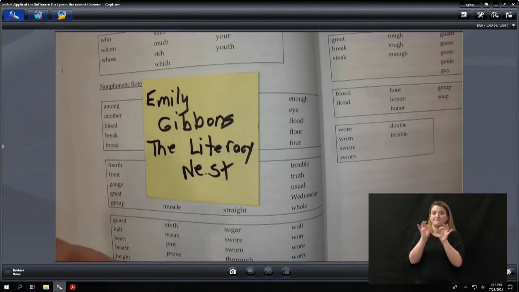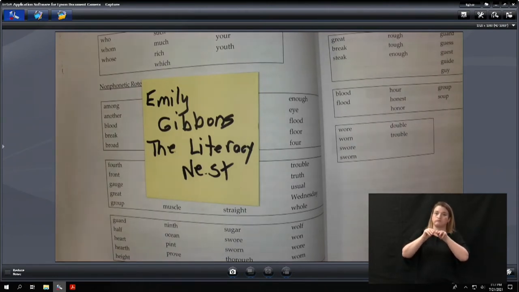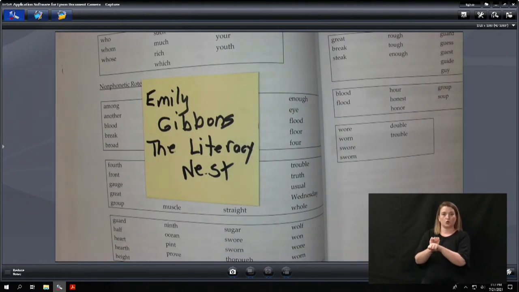There is a woman named Emily Gibbons. I personally love her stuff. And it's the Literacy Nest, that's exactly right. And she sends free stuff all the time. The Literacy Nest by Emily Gibbons. She sends decodable books. I've gotten several stories that she has actually written. I've gotten several of those this week from her. So she has freebies. She also has things you can buy. Of course, she also does lots of different little workshops, but I really like what she puts out there and says and does. It's good stuff.